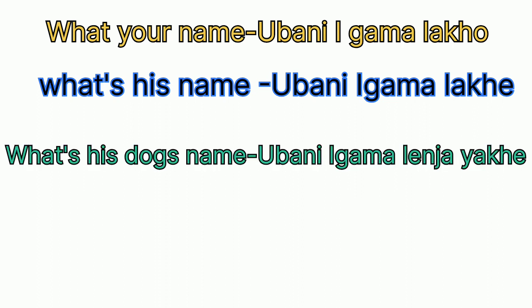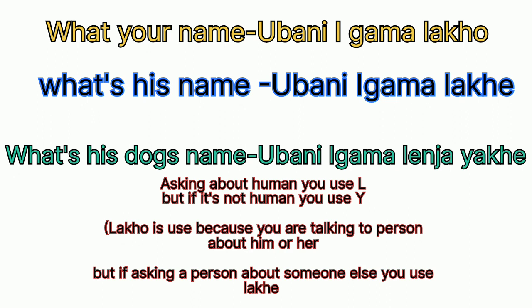Let me make another example. What's his dog's name? Ubani igama lenja yakhe. So by now you guys see that the word what's in English, in isiZulu we say ubani, especially when you ask about someone, or when you ask someone about a particular subject or a particular person, or his name, whatever it is. So what's his dog's name? We're going to say Ubani igama lenja yakhe. By the way, dog is inja. I'm going to move on to that as we go further.